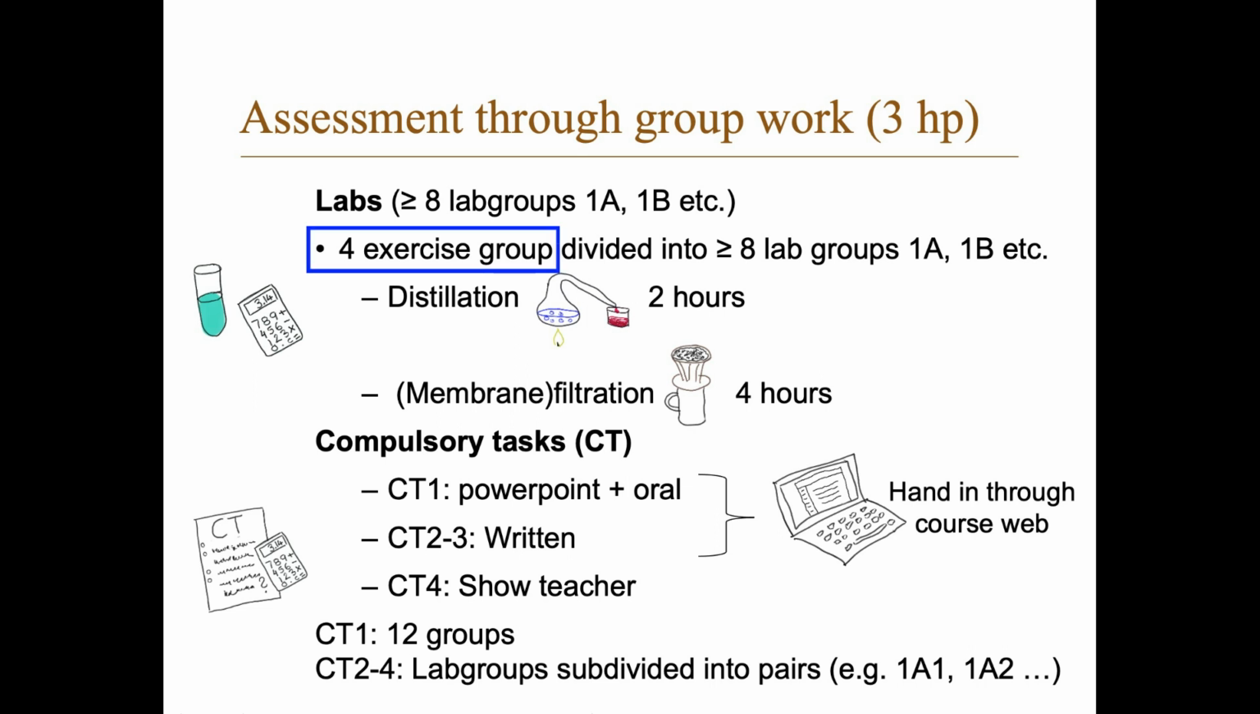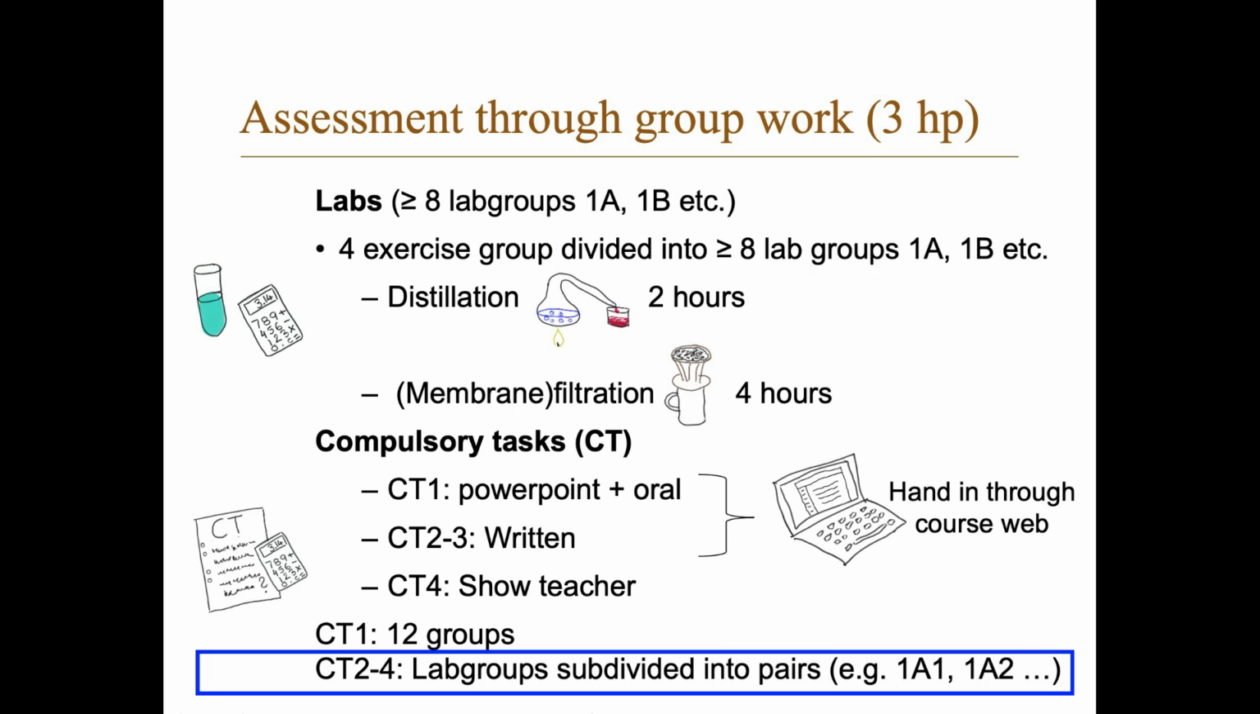You are divided into 4 different exercise groups, 1 through 4, which are then subdivided to create in total at least 8 lab groups, 1A, 1B, 2A, etc. The exact number of lab groups depends on the number of students in the course. For compulsory tasks CT2, CT3 and CT4, the lab groups are subdivided further into groups of 2 to 3 students.